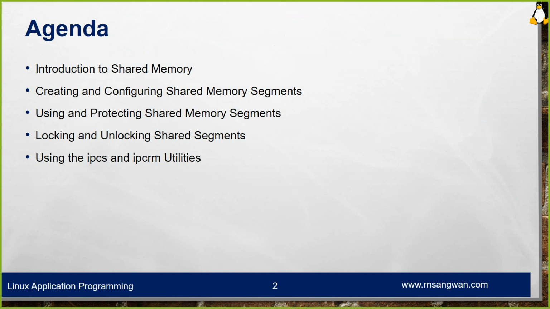So, introduction to shared memory, creating and configuring shared memory segments. Quite simple now, because you have done two examples, two techniques of inter-process communication. Therefore, you will find similarity in the calls, in the API, the buffer and the memory area, the pointers and identifiers and everything. So creating and configuring shared memory segments, using and protecting shared memory segments.